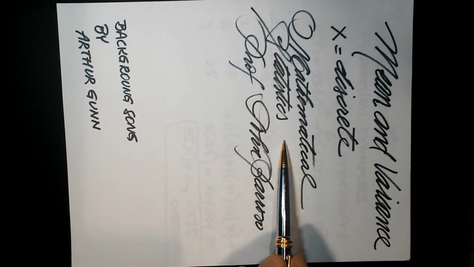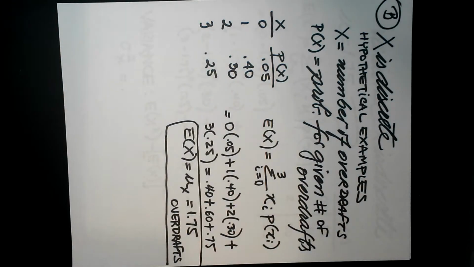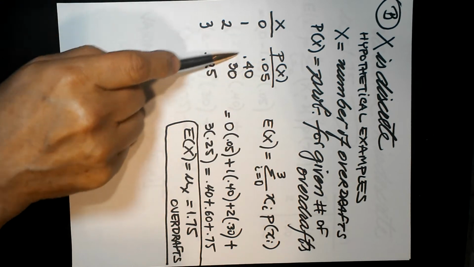Okay, this is Mathematical Statistics, section 4.5. We're going to find the mean and the variance of a discrete random variable. Now, x is discrete. Here's an example. It's a hypothetical example.